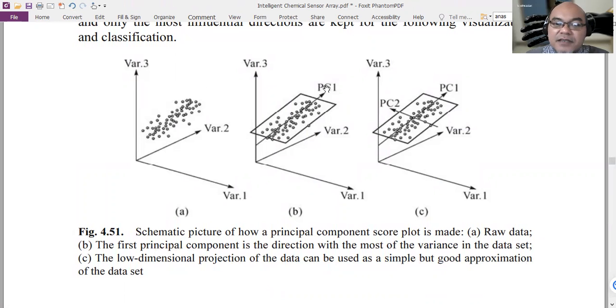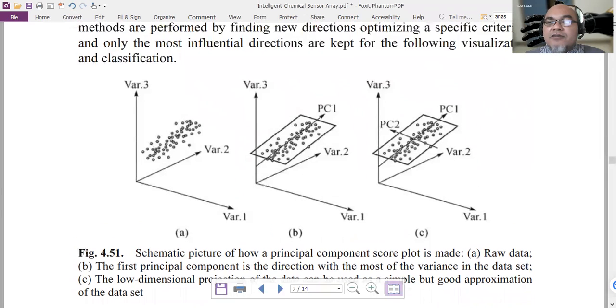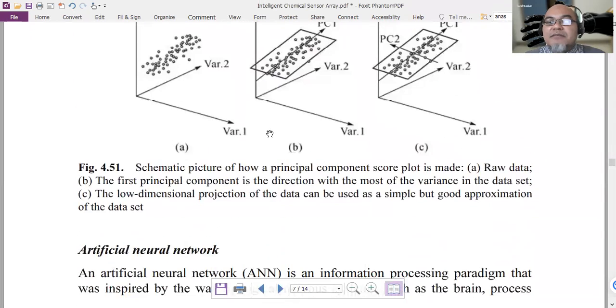In B, we see that most variation occurs upon variable 3, PC1. Then the low dimensional projection of the data, which is in the variable 1, can be used as a simple but good approximation of the data set. So this can be reduced from 3-dimensional data into 2-dimensional data. This is what we call dimensionality reduction. When we can reduce the dimensionality of the data, the recognition and classification will be made simpler.